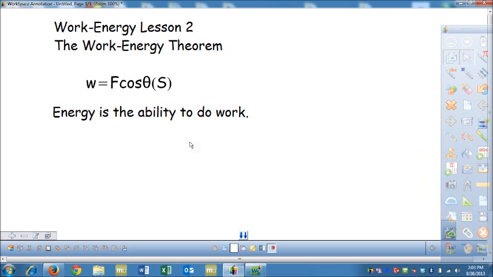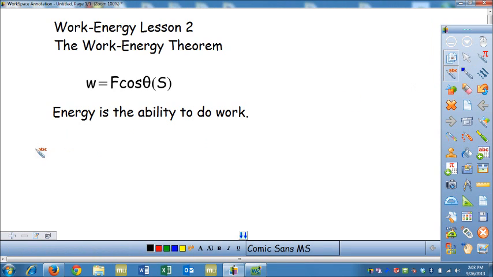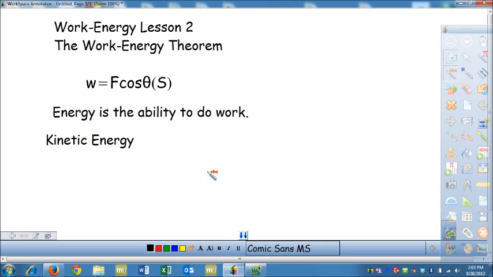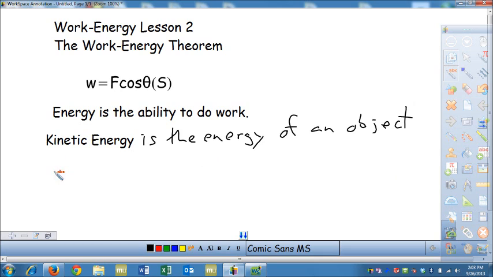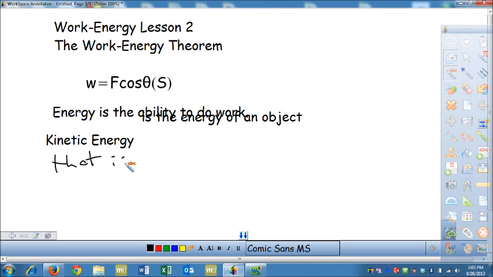And the energy we're going to talk about first is called kinetic energy. And just like we talked about kinetic friction is the friction when something is moving, kinetic energy is the energy of an object that is moving.